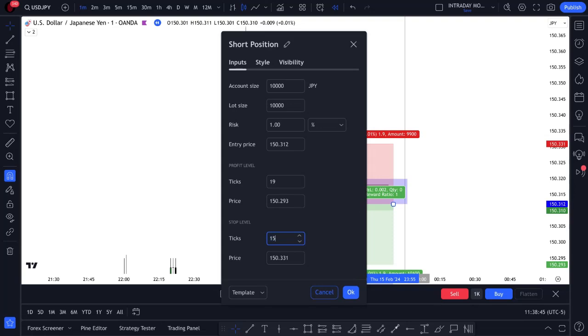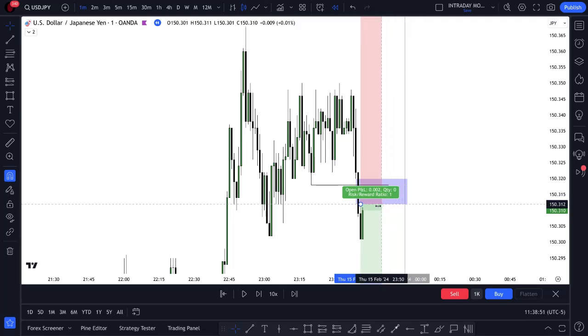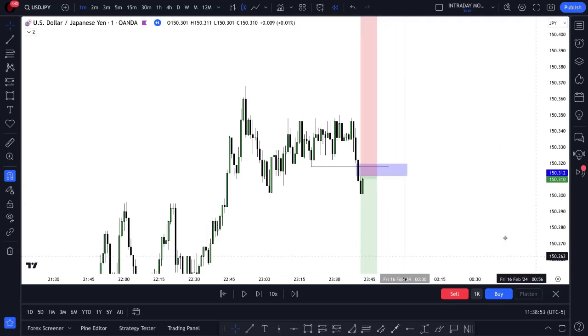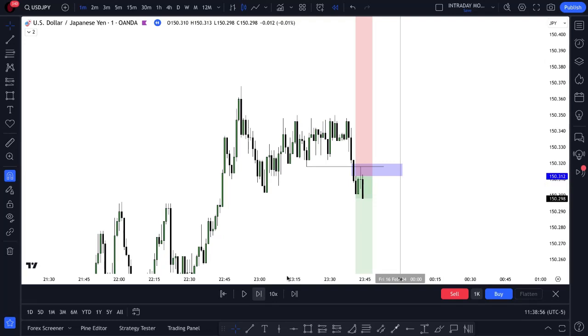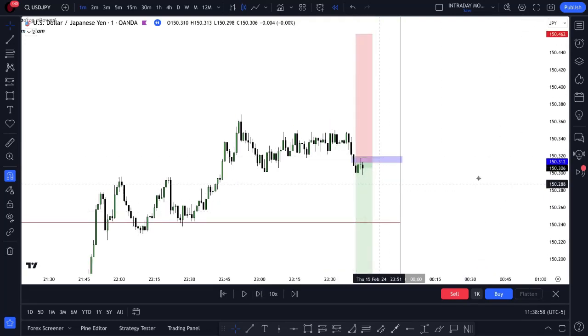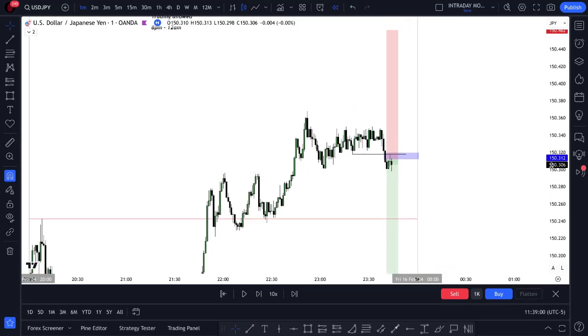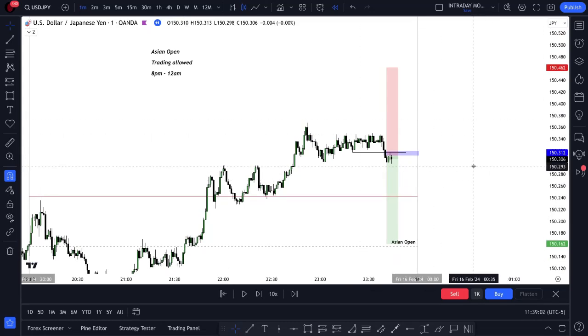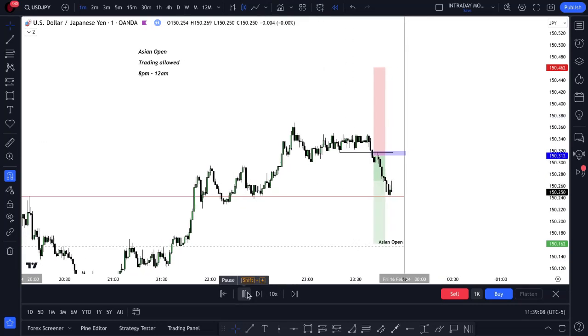A one-to-one scenario, right? We're risking 15 pips to gain 15 pips. So waiting for price to trade right back up into that fair value gap. See, price hits it, and at that point, you would look to go short. Where would your stop loss be? Above equal highs or swing highs. And you can see my stop loss is definitely above equal highs or swing highs. Let me play it forward.